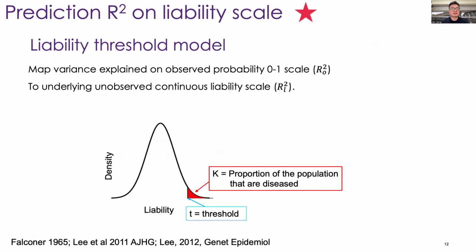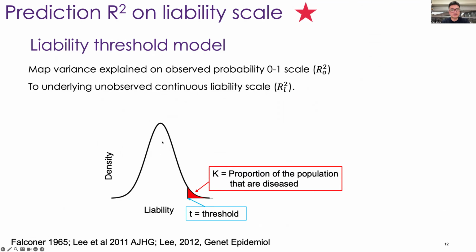Compared to the previous two statistics, this prediction R-square on the liability scale is most recommended. To better interpret the results for disease, we often convert the prediction accuracy to the liability scale using a liability threshold model. So this shows the basic assumption of the liability threshold model, that we have the liability that is normally distributed, and the disease status reflects whether this unobserved liability exceeds the threshold. And this threshold is determined based on the population disease prevalence, K.